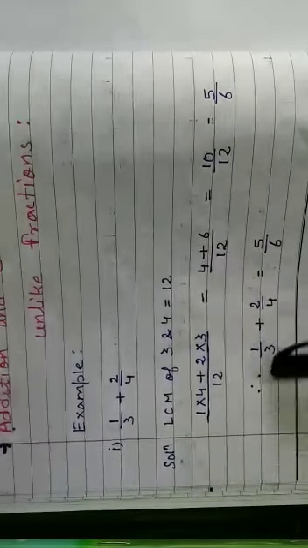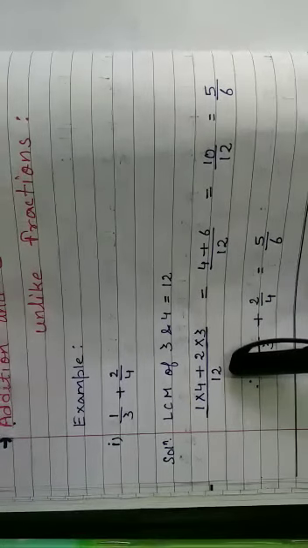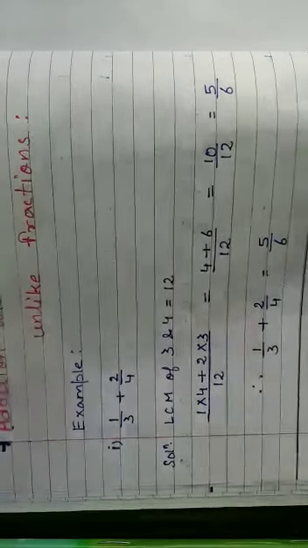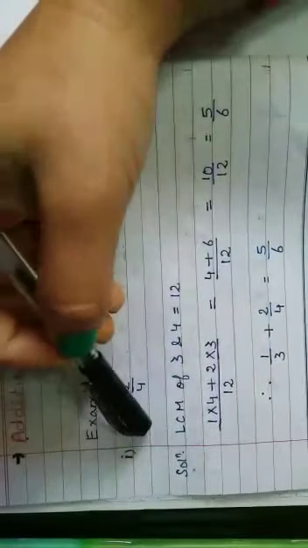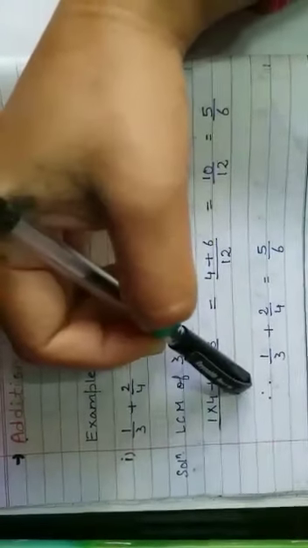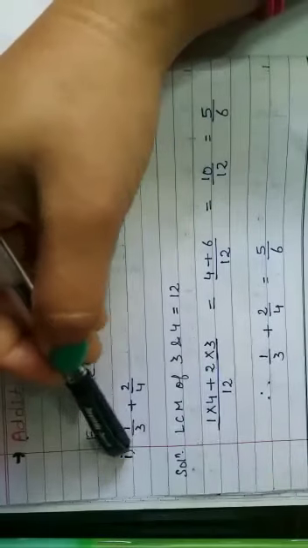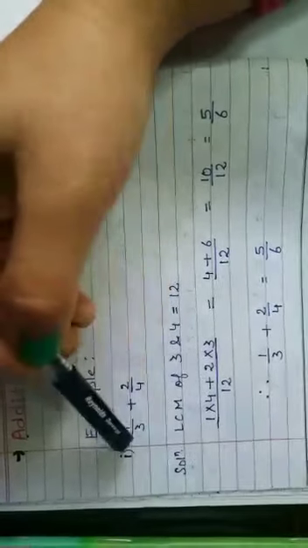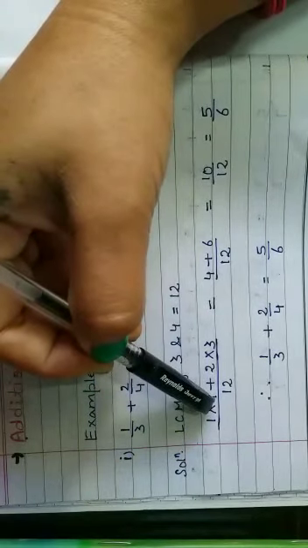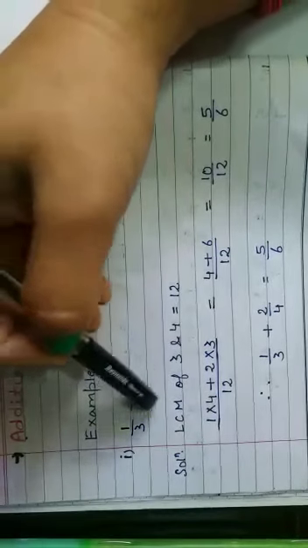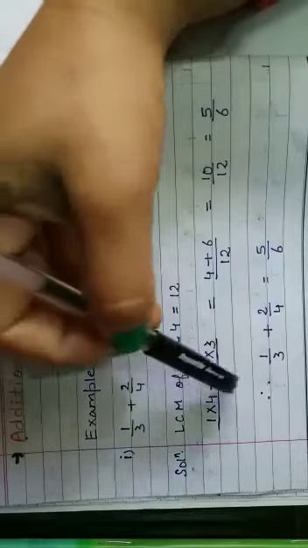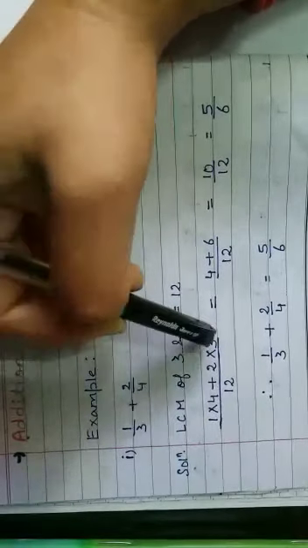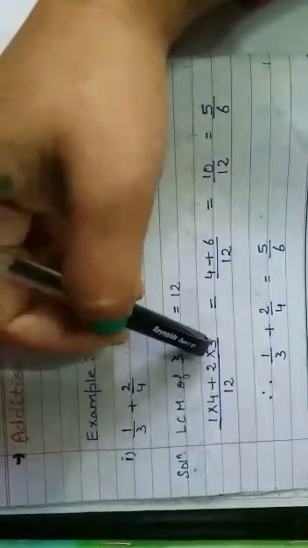Now what we have to do? Take the LCM, which is 12. So 12 will come in the place of the denominator. Because we have to multiply 3 by 4 to make it 12, we have to multiply the numerator also by 4. 3 fours are 12, so 1 four is 4. And then here we have 4. How many times will it be 12? 4 threes are 12. So we have to multiply the numerator also by 3. So 2 threes are 6.